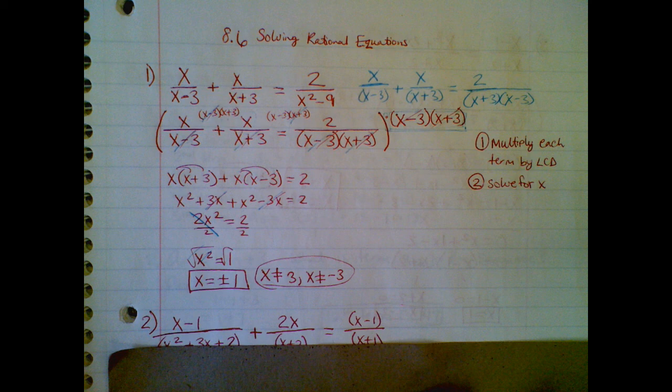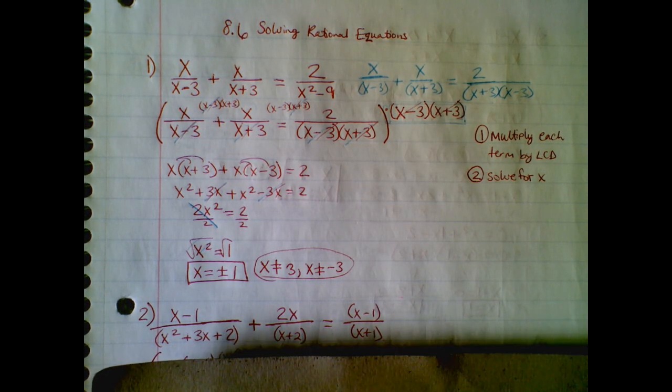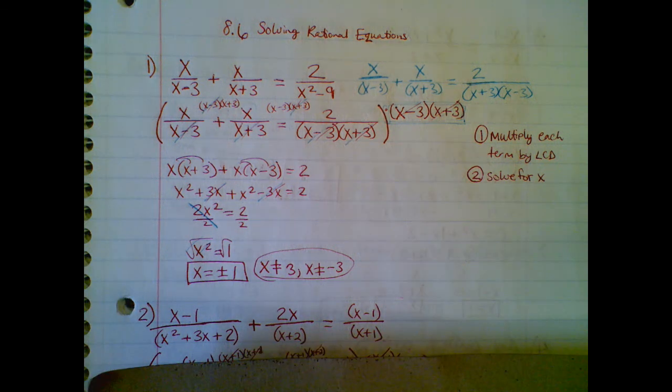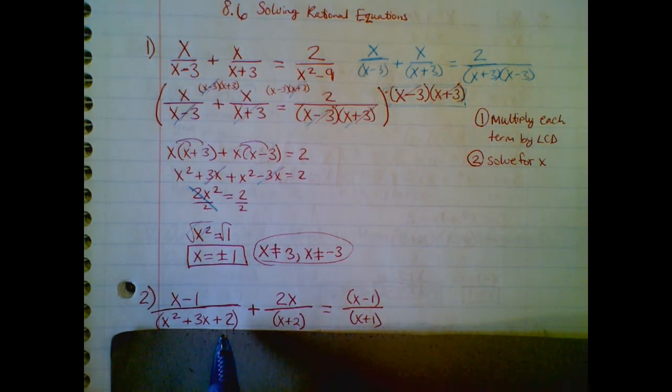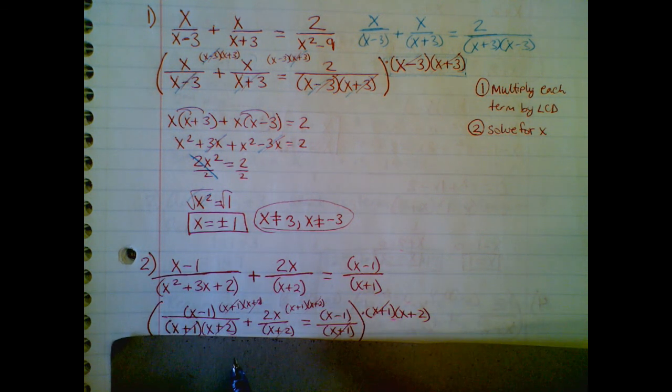So let's try another equation. So we have x minus 1 divided by x squared plus 3x plus 2 plus 2x divided by x plus 2 equals x minus 1 divided by x plus 1. We want to go through and start factoring everything, as always our first step. And so the only thing that factors is that x squared plus 3x plus 2. So we want to see what multiplies to our a times our c, what multiplies to 2 but adds up to 3. So we have then a 2 and a 1, and we make both of those positive.